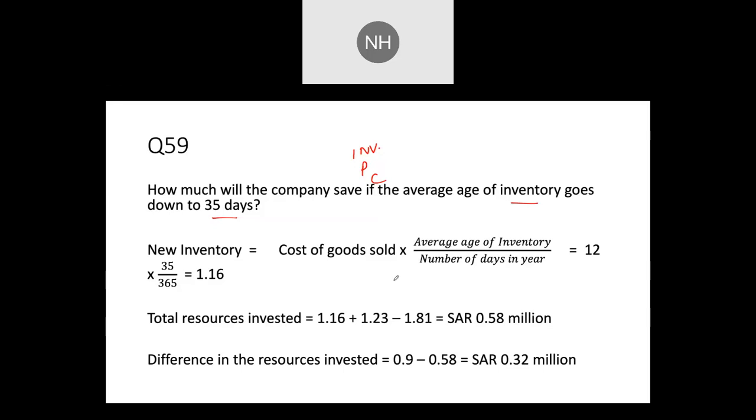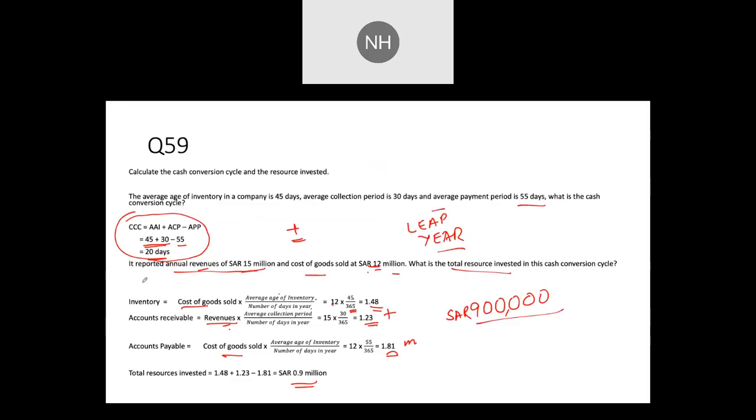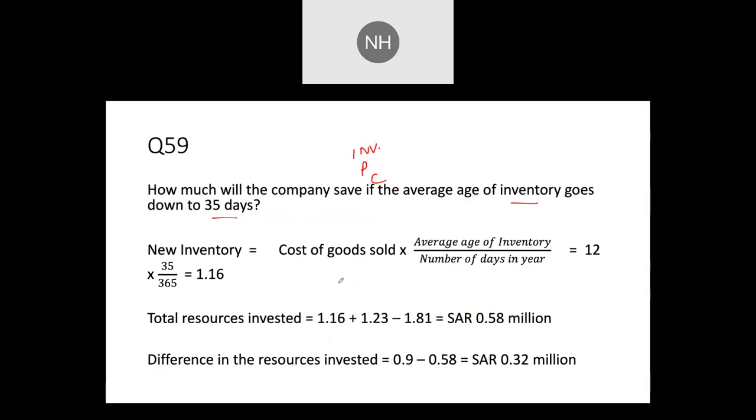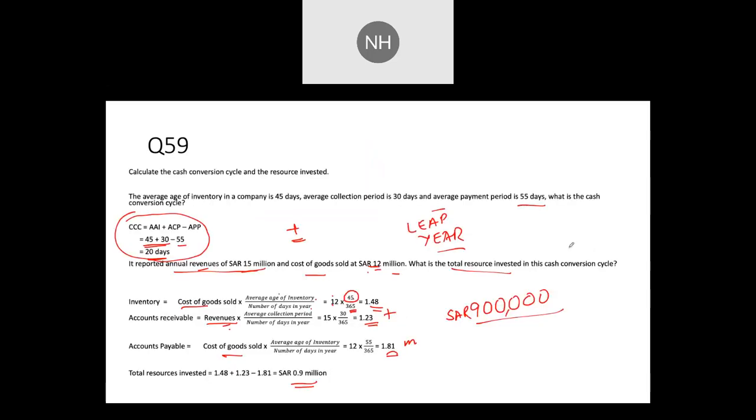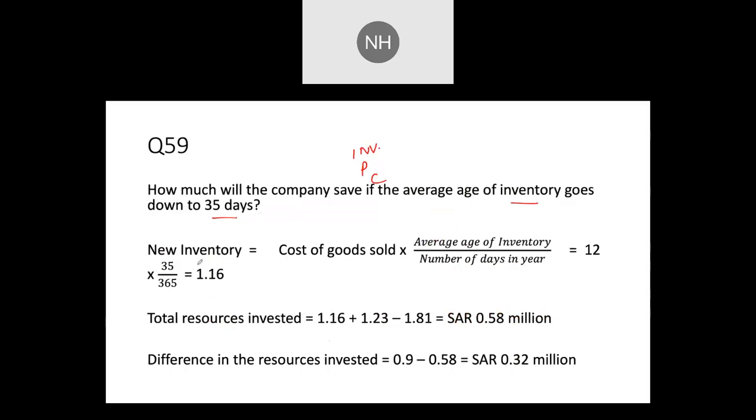And then how much the company will save. So in the previous problem, here we only change this 45 days to 35 days and see what happens. So here 12 multiplied by 35 upon 365. I got 1.16 million. So total resources invested: 1.16 plus 1.23 minus 1.81 is 0.58.